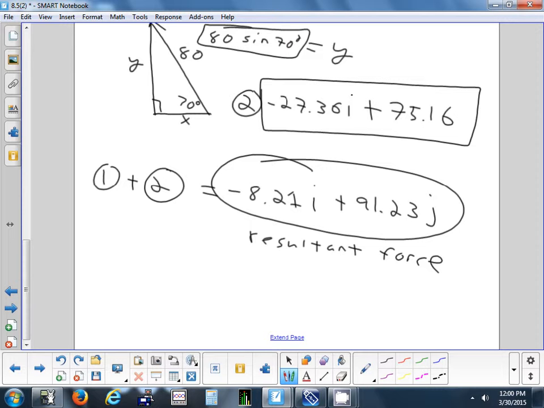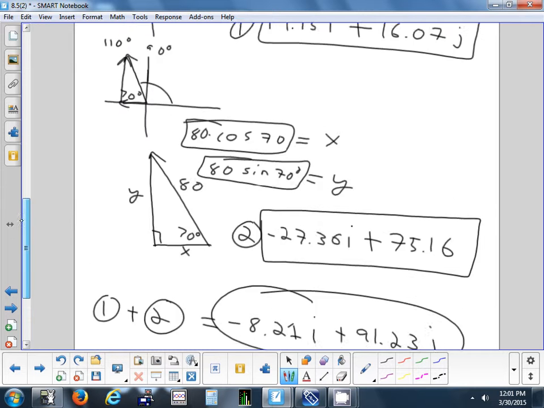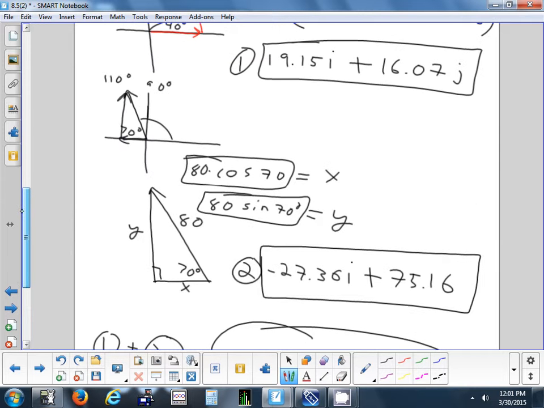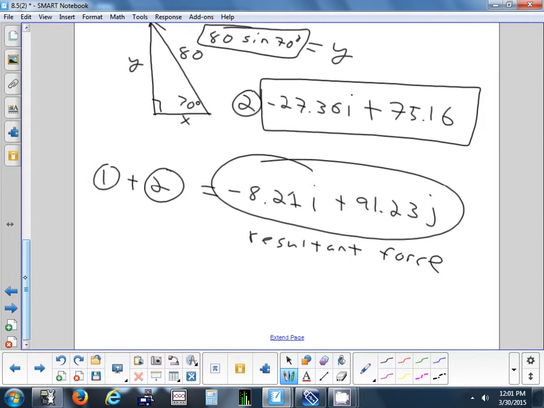Okay, how would you find the magnitude of it? Well, you take negative 8.21, square it, take 91.23, square it, add them up and take the square root. How would you get the angle? You could use inverse tangent. If you know two sides of a right triangle, inverse tangent will give you the angle. Okay, but I just wanted everyone to see how to at least get the resultant force. All right, so break it into its components and then add them up. Hey, any question on that?